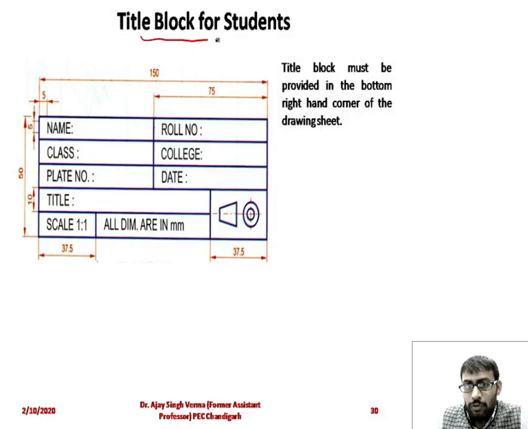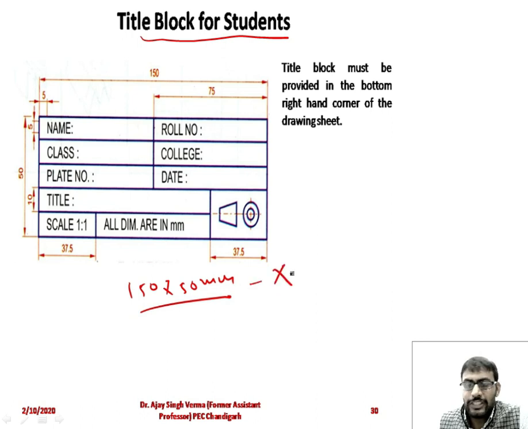Next is the title block for the students. Basically, when we are beginners, in the first year, when we study the engineering drawing subject, in our labs we always follow this type of title block. This has a dimension of 150 by 50 mm. This is not standardized. The standardized dimension is 185 by 65.